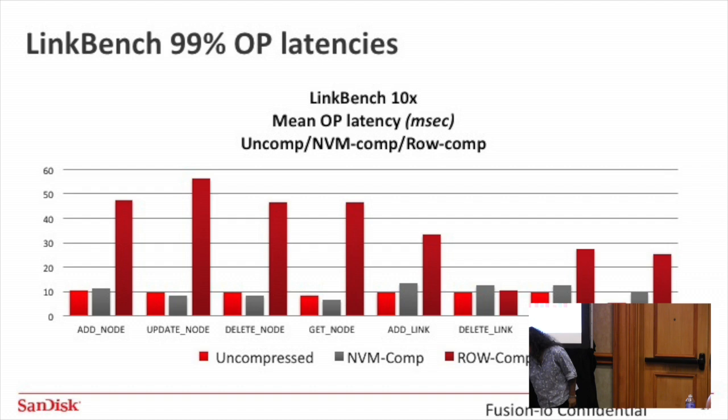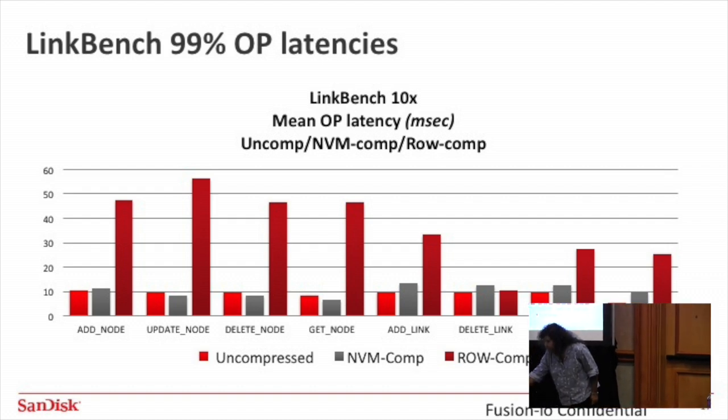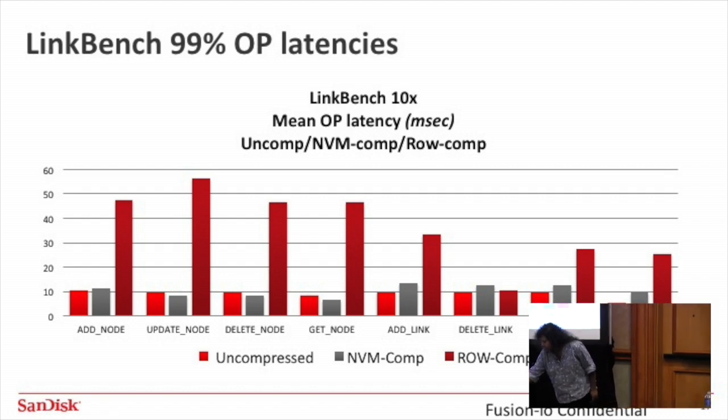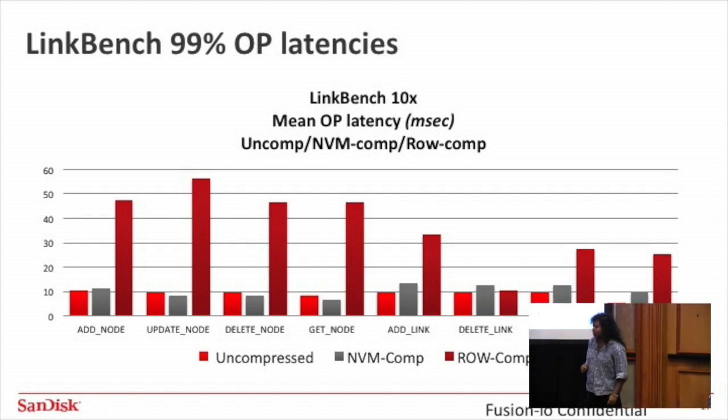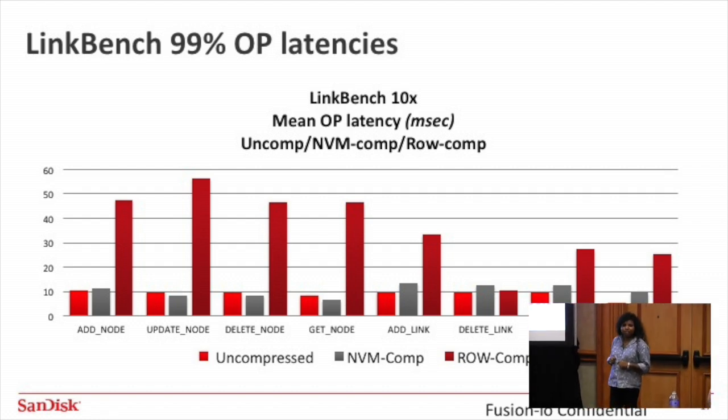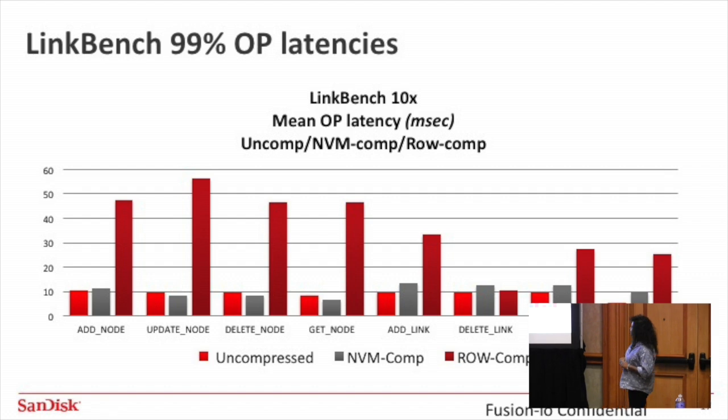How do the latencies do? The latencies of NVM compression are very close to those of uncompressed. All the tall bars in this case, we have a palette problem. So all the tall bars in this case, all the bad ones, are the row compression. All the small red bars are the uncompressed.